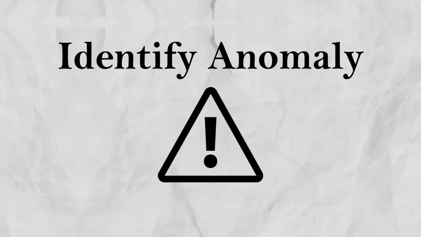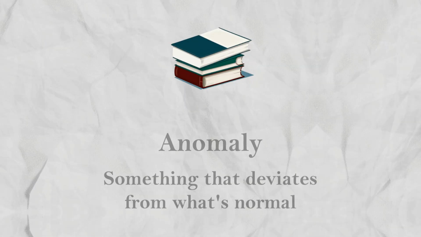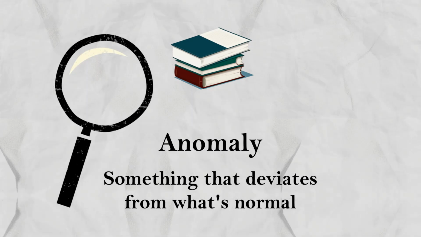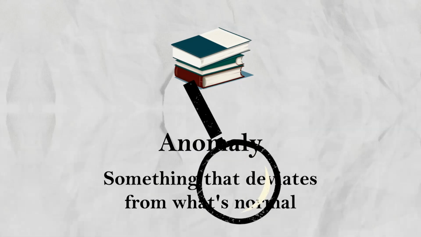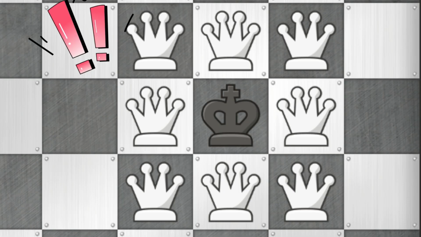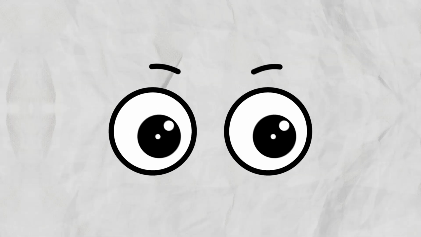To identify an anomaly, we have to know what an anomaly is. The dictionary definition is something that deviates from what's normal. But this only begs the question, how can we identify what isn't normal if we don't even know what normal is? That's the heart of identifying anomalies, knowing what is normal and addressing what isn't. The best way to figure out what is normal in anything is to simply observe.